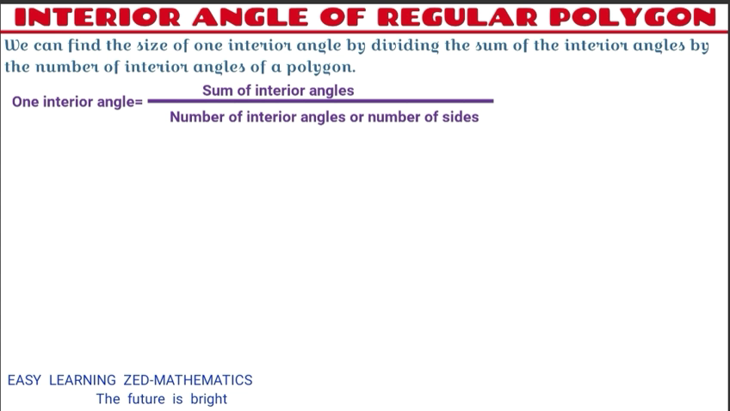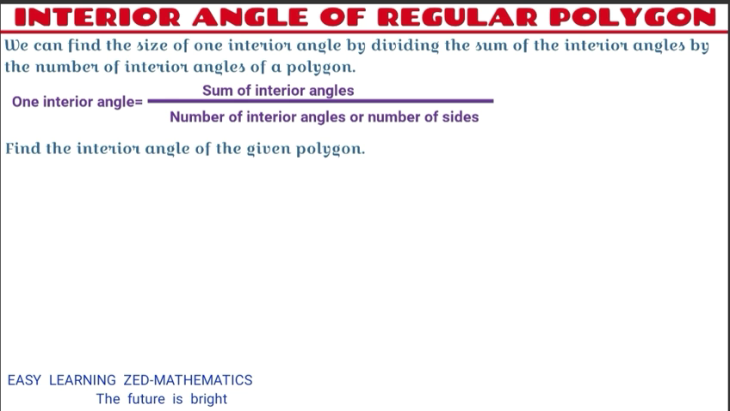Here, we are going to use the divisor, which is either the number of angles or the number of sides. Now remember, the number of sides and the number of angles are the same in a regular polygon. So if you are given the number of angles, you can use it as a divisor, or you can use the number of sides if that is the one given. This is the formula we're going to use to find the interior angle of a regular polygon.